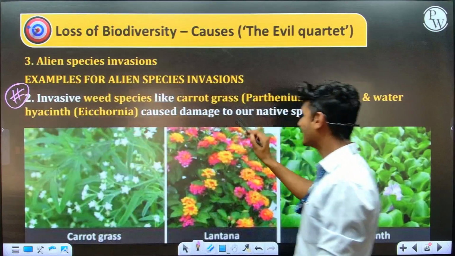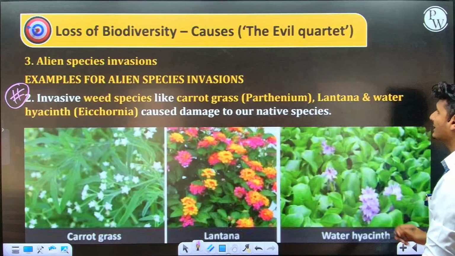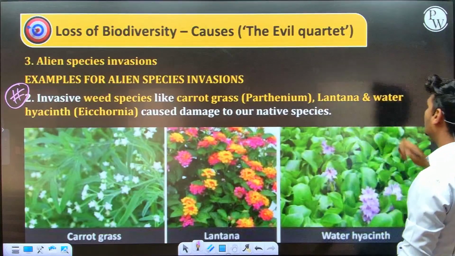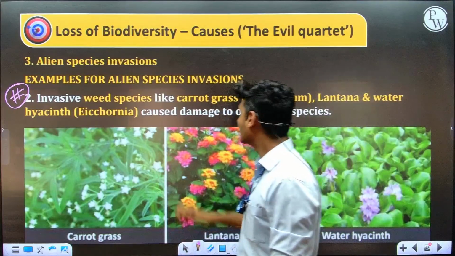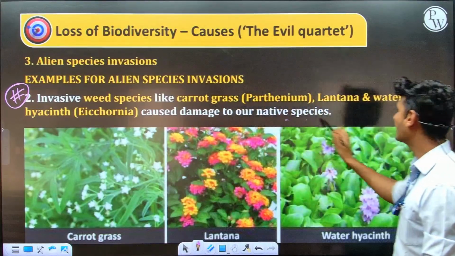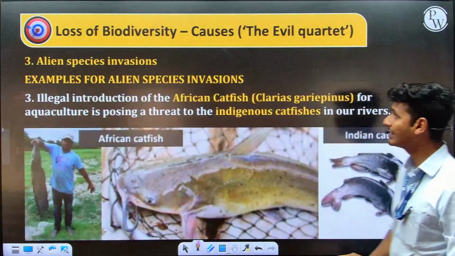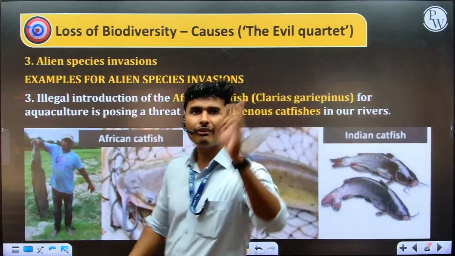Invasive weed species like carrot grass, that is Parthenium, lantana, and water hyacinth, Eichhornia, thus cause damage to our native species. Now, third example, illegal introduction of African catfish.